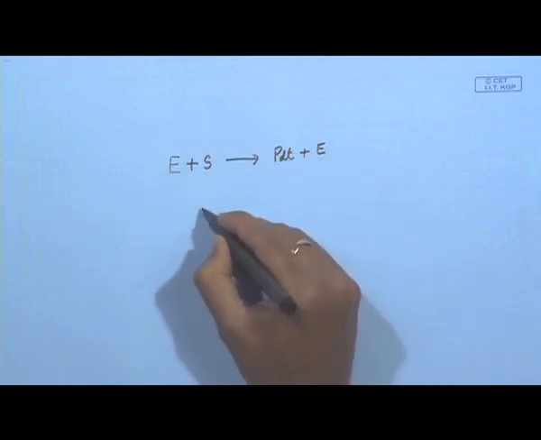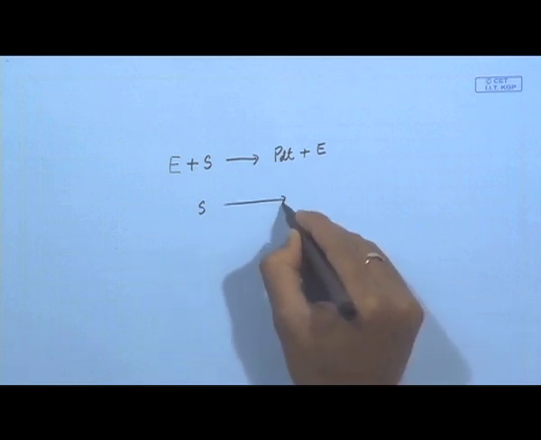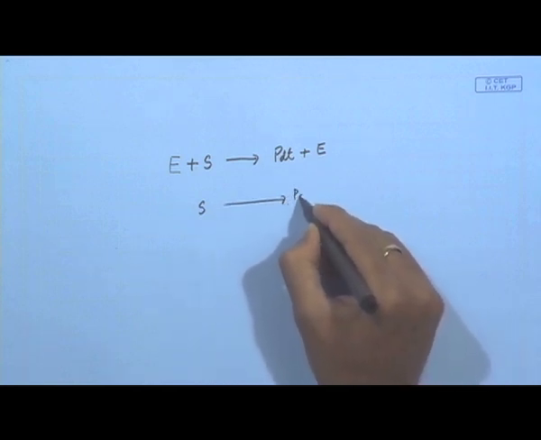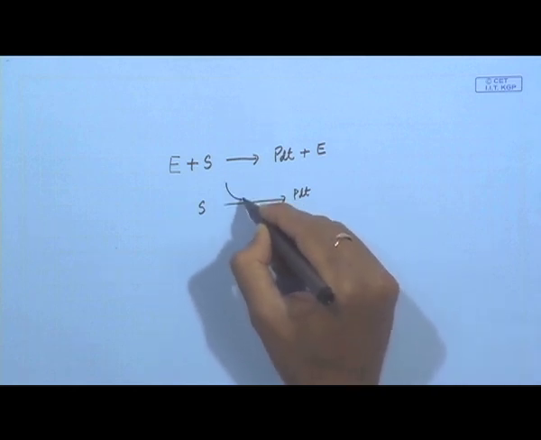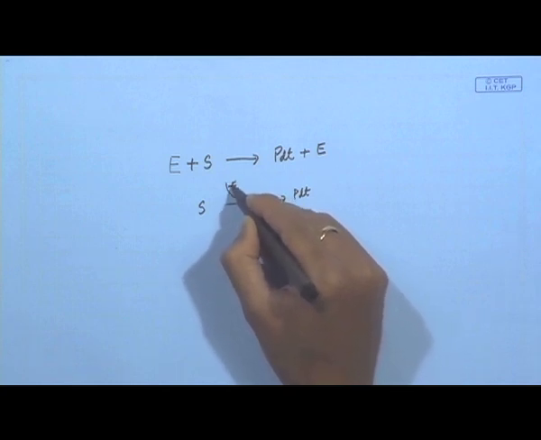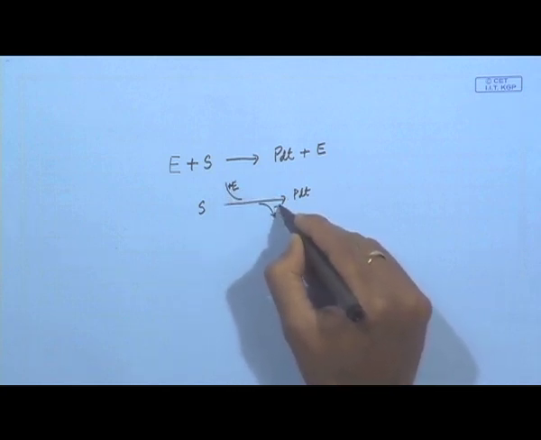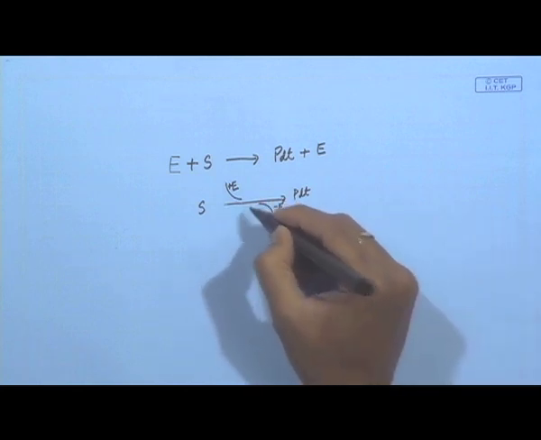So, basically substrate to product. This way enzyme is entering, and that way enzyme is coming out. So, plus E this way, minus E that way. Enzyme is included, and enzyme is eliminated.